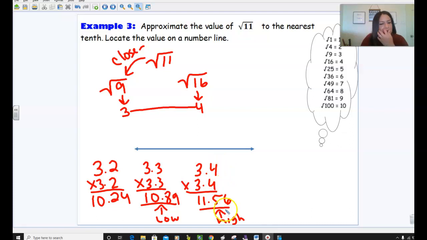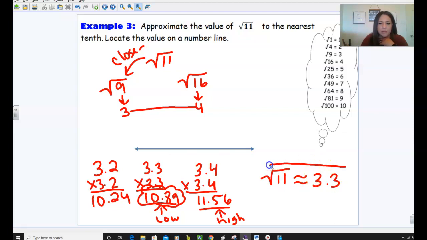So now this is where we decide which one got closest to the square root of 11. This one right here is off by 0.11 of a whole number, and this one is too high by 0.56 of a whole number. So I'm going to say that this one right here is the closest. So my square root of 11 is approximately 3.3. I'm going to put a box around it, and that's going to be my final answer.